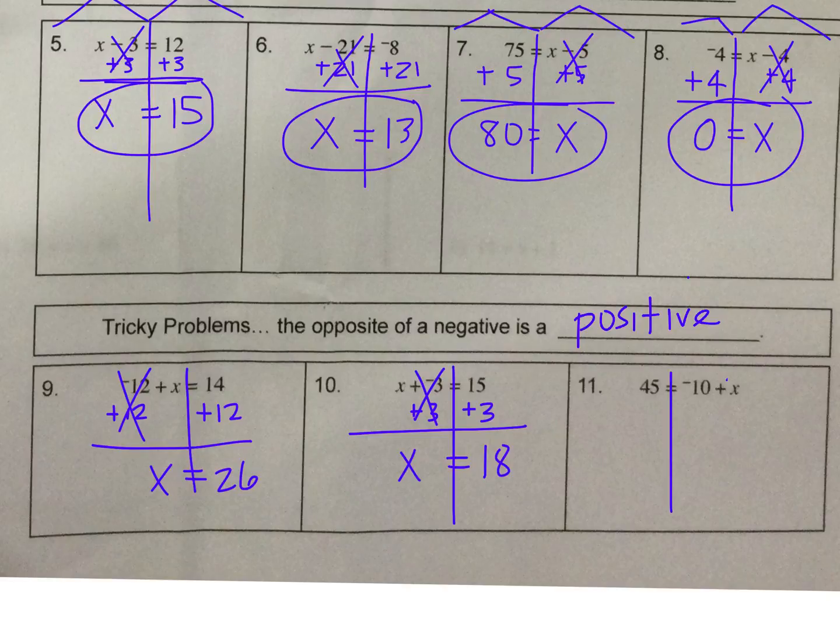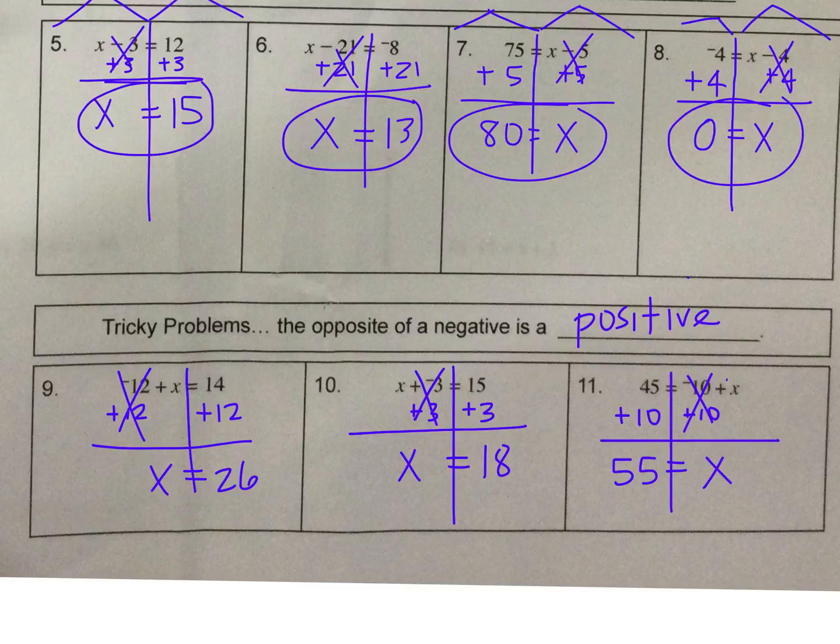All right, the last one, I've got a negative 10 over here with my x that needs to go away. The opposite of a negative is a positive, so I'm going to write plus 10. That makes that cancel out. 45 plus 10 is 55, and all I have left on that side is the x.